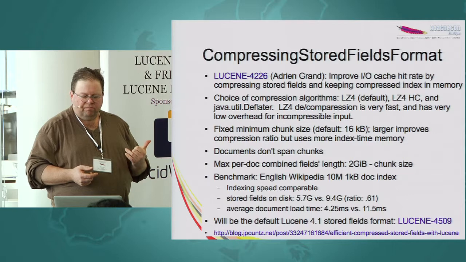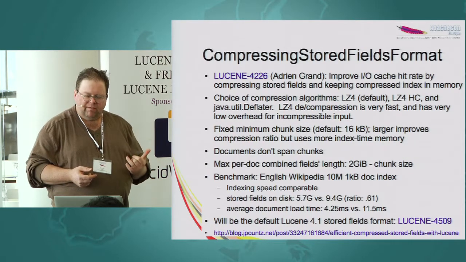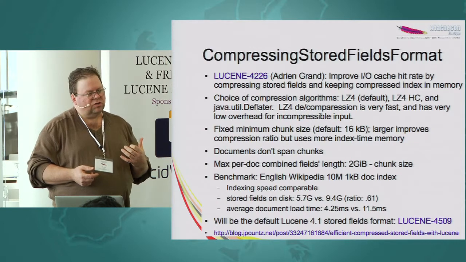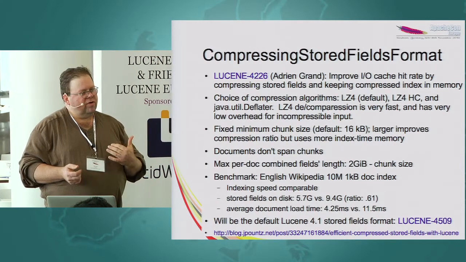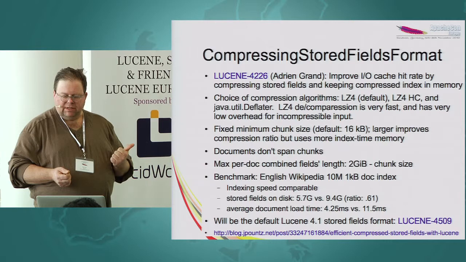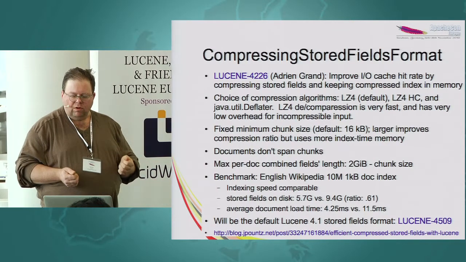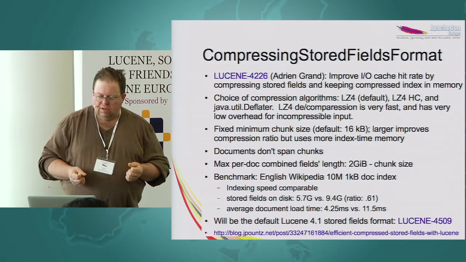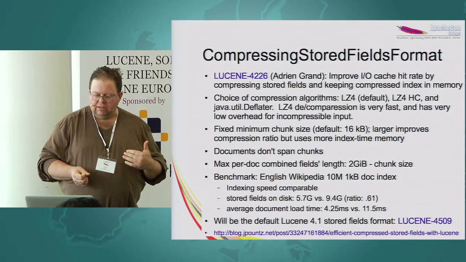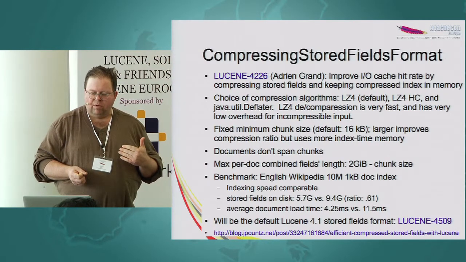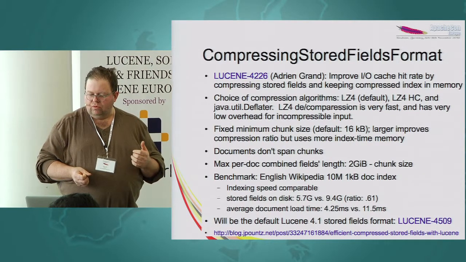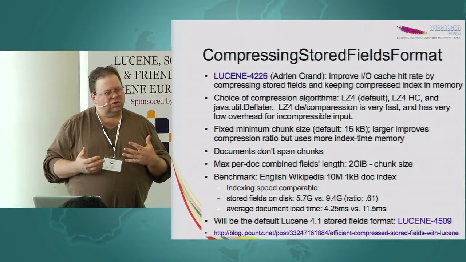One of the key benefits of this algorithm is that documents don't span chunks, so you never have to perform more than a single seek in order to load a document. There is a limitation, though, that the maximum per document combined fields lengths are 2 gigabytes less your chunk size.